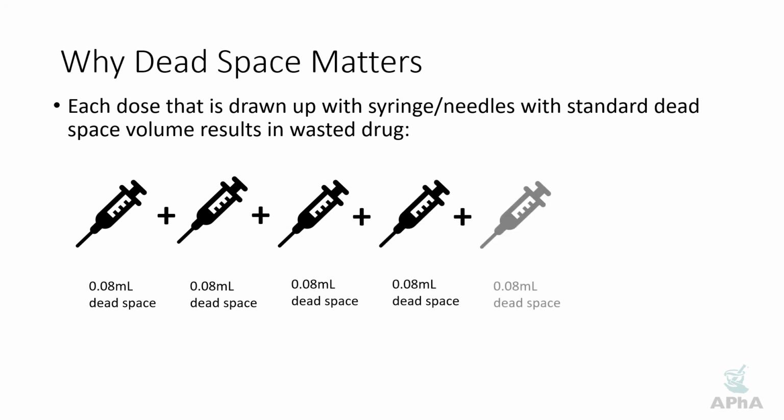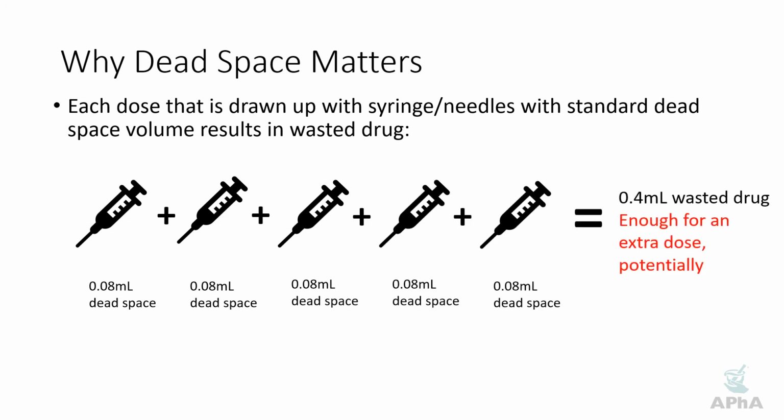So as we've already seen, each dose that's drawn up with a syringe and needle system with a standard dead space volume results in wasted drug. Now, depending on the particulars of which needle and which syringe you're using, there's somewhere in the neighborhood of 50 to as many as 100 microliters of dead space in those syringes. So for the purposes of calculations, let's just assume it's 80 microliters. That's 0.08 mLs of dead space.